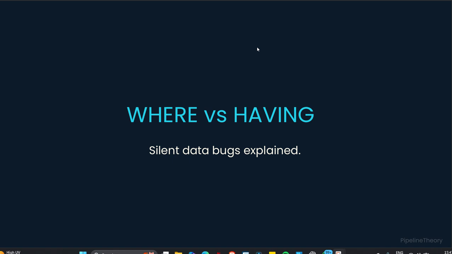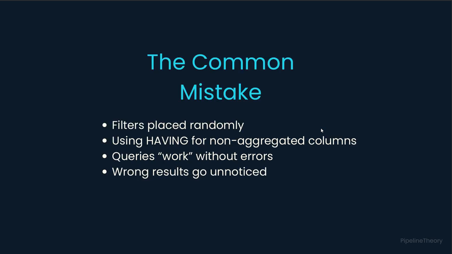Right, let us start with the topic now. As we all know, where and having conditions are used for filtering, and having is used for filtering on grouped, aggregated columns.